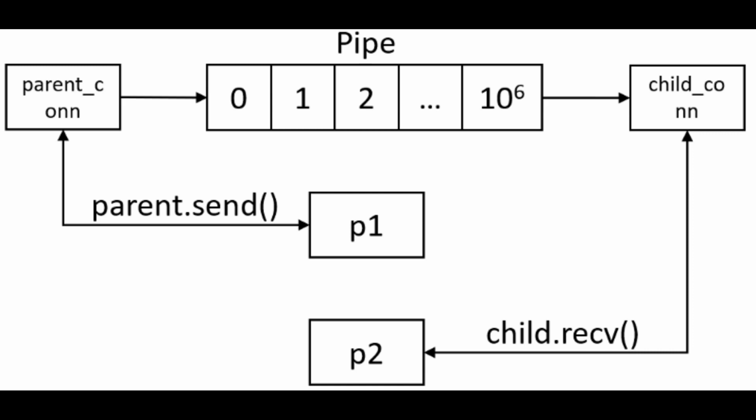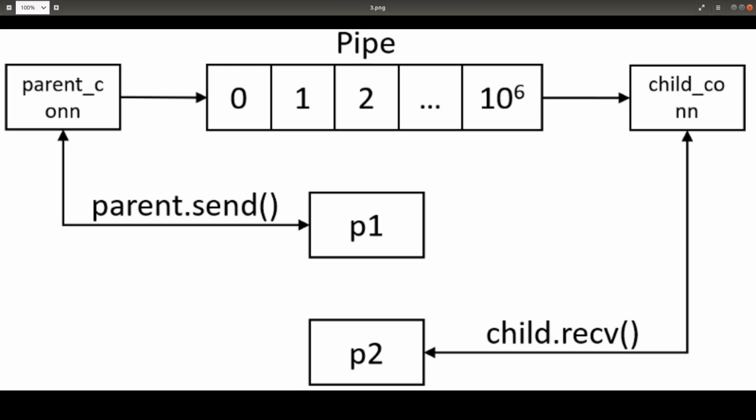Hence, it is preferred over the queue when only two-way communication is required. The multiprocessing module provides the pipe function, which returns a pair of connection objects connected by a pipe. The two connection objects returned by pipe represent the two ends of the pipe. Each connection object has send and receive methods, among others.